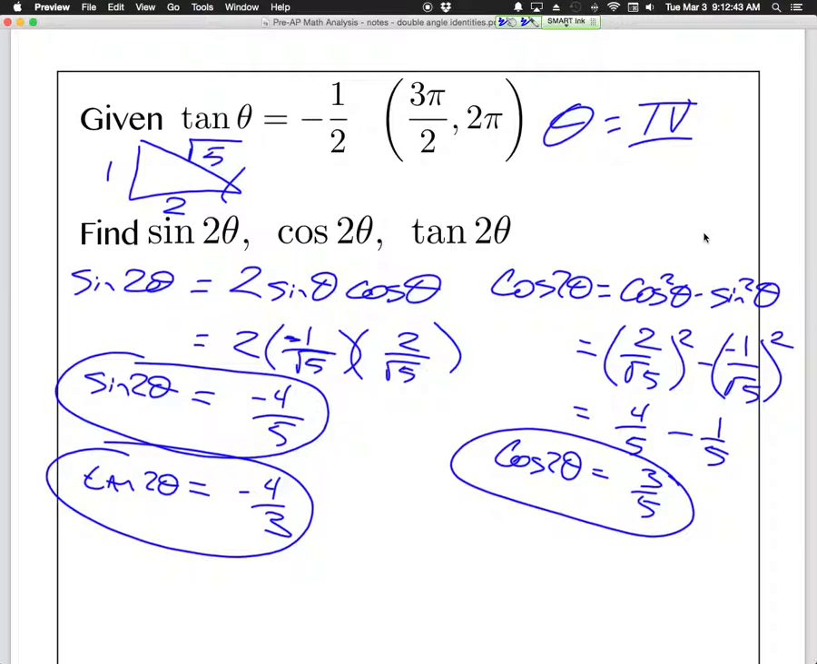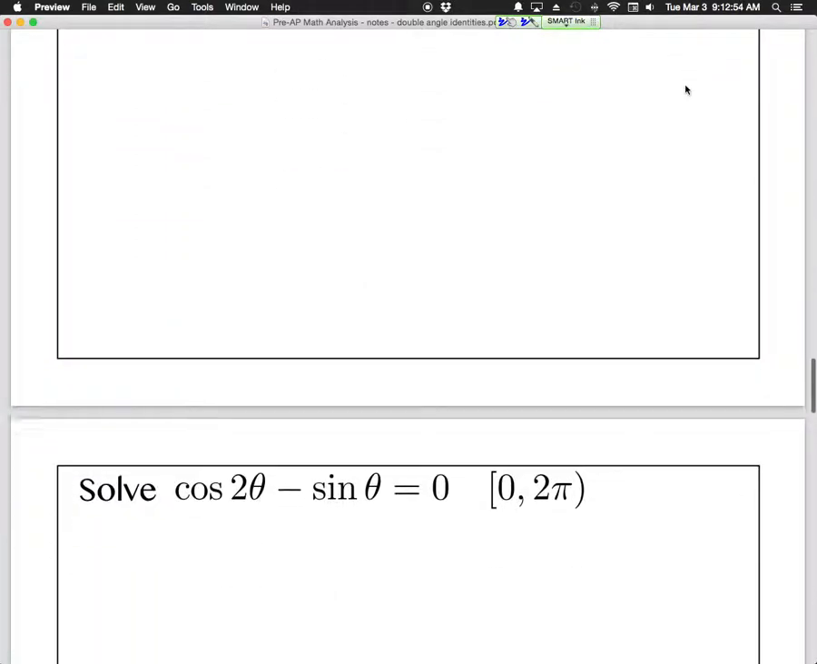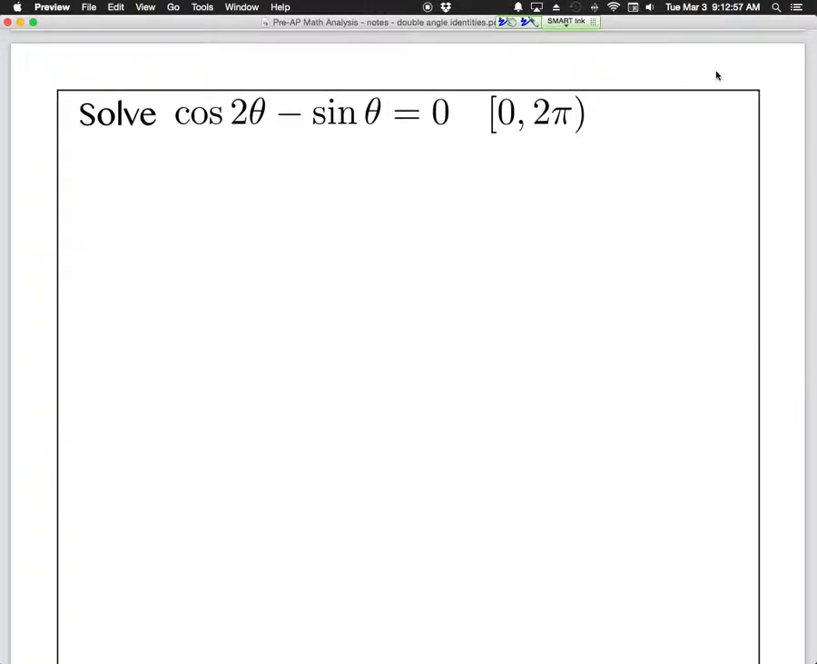Alright, so that is using a double angle identity to evaluate trig expressions. Now we want to move on to solving trig equations. So we've got 2 of those. We want to solve cosine 2 theta minus sine theta equals 0. What does that 0 to 2 pi tell me? The quadrant. No, we're solving. What does it tell me if I'm solving? I don't want all solutions, which means I'm not going to have plus 2 pi n. Good.